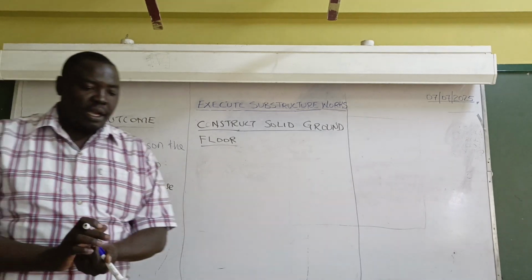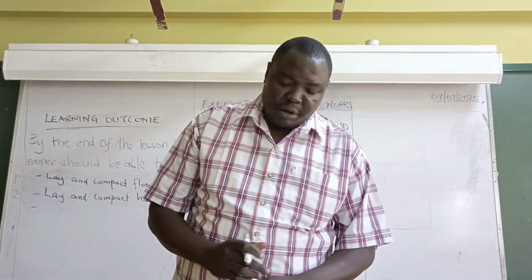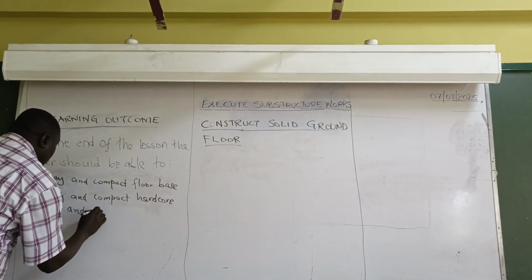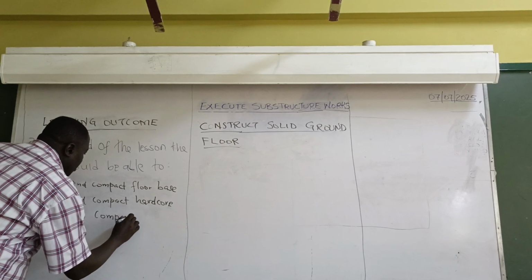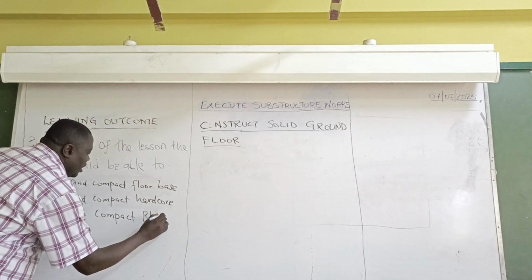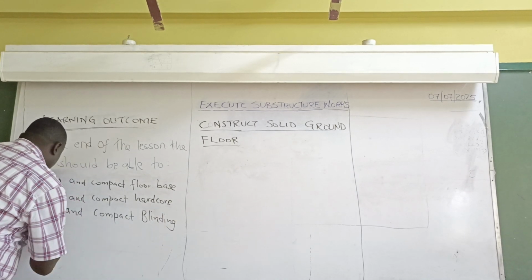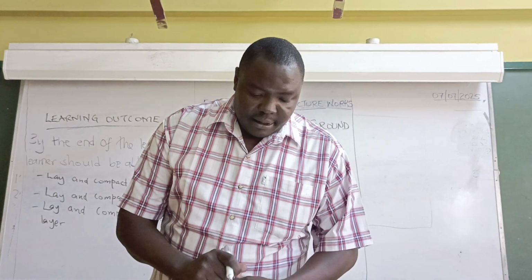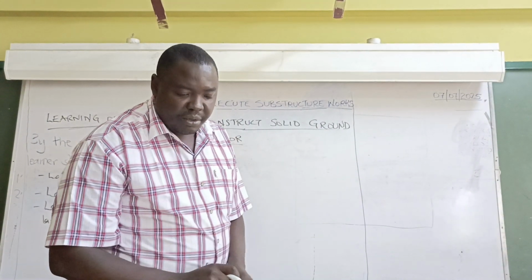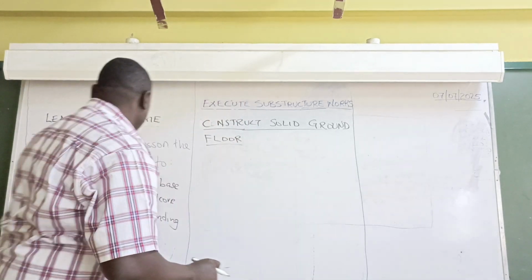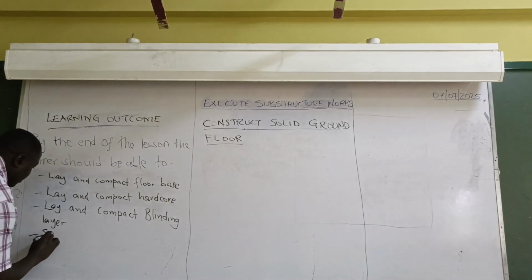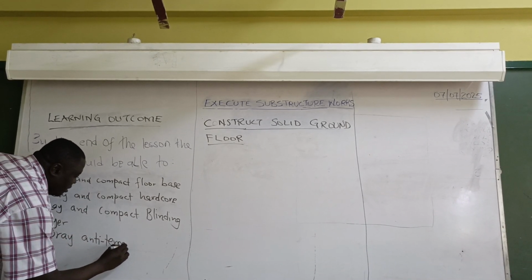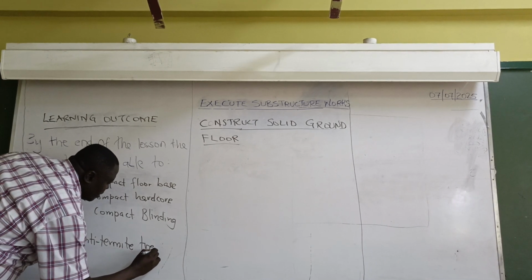Number three, we'll be able to lay and compact the blinding layer. And the last one, we'll be able to spray anti-termite treatment.